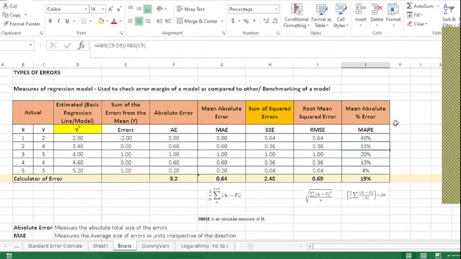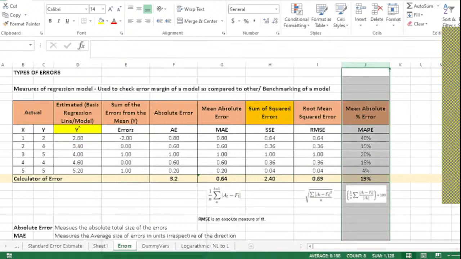Then mean absolute percentage error. Now this will give you the mean absolute percentage error. Now we have the absolute errors, right? What is the percentage error for each term? You can calculate it manually also in your mind. It is a 40% error, right? Because 0.8 upon 2, this is a 15% error. 0.6 upon 4, this is 20% error, right? So that is mean absolute percentage error.